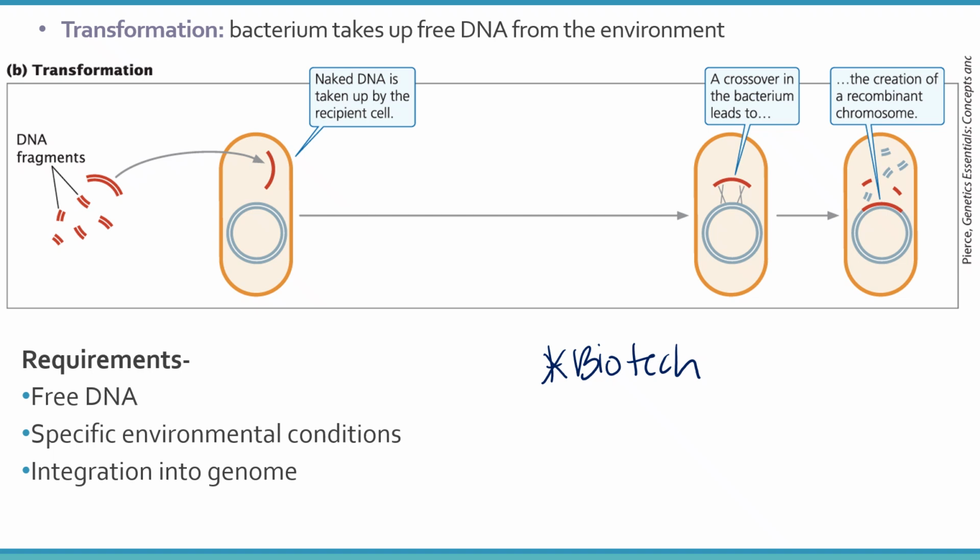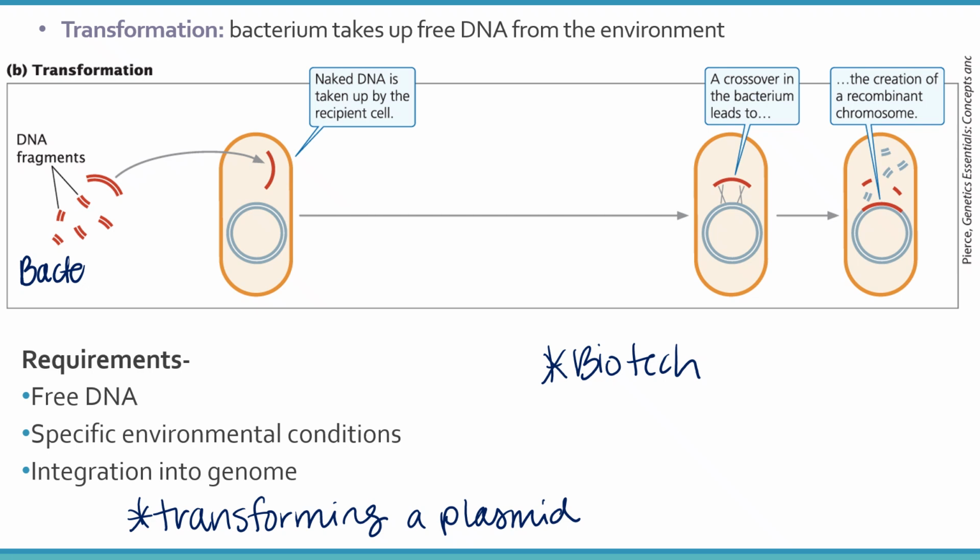So what you need for this is free DNA. You need specific environmental conditions, which you can set up in a laboratory setting. And then eventually you need integration into the genome, unless you are transforming a plasmid, which is another option. In a natural setting, you may or may not be transforming a plasmid. Usually transformation is for small pieces of DNA, but under the right conditions, you can get a cell to uptake a plasmid.